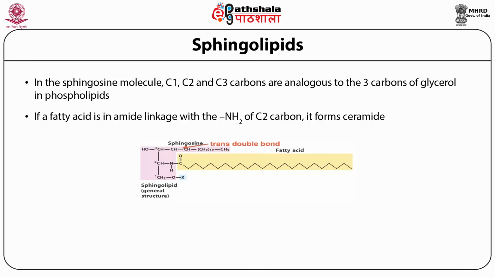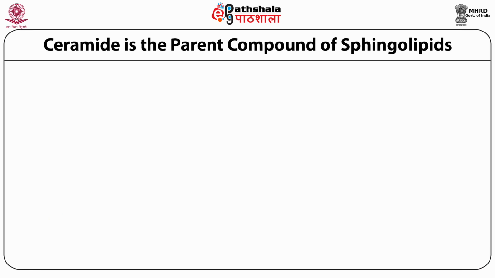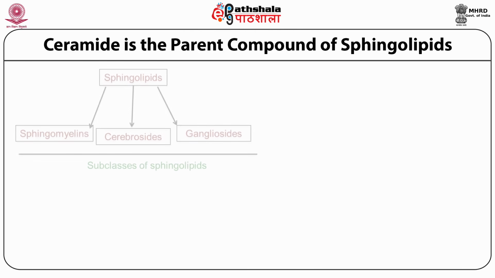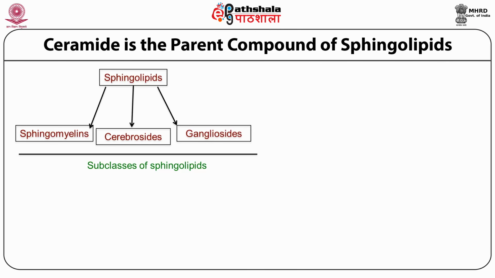The X, which is attached to the C1 carbon of the sphingosine backbone, if that X is an H, then this molecule is called ceramide. Ceramide is the parent compound of sphingolipids. Sphingolipids can further be divided into different subclasses like sphingomyelins, cerebrosides, and gangliosides.